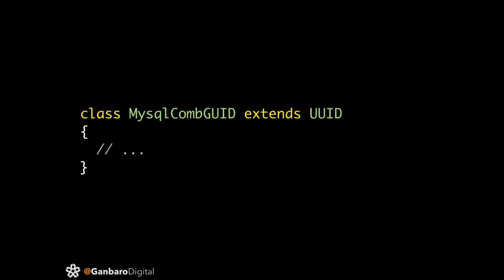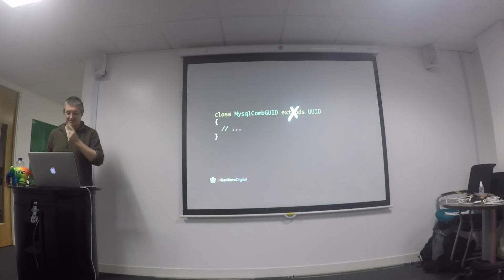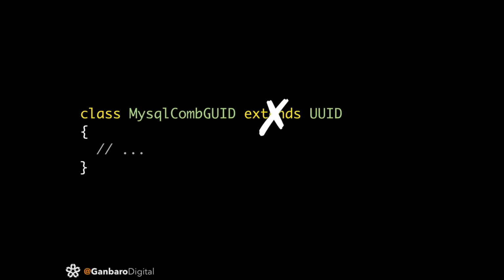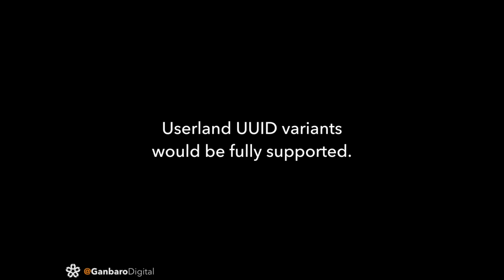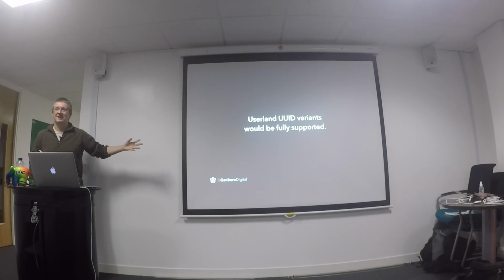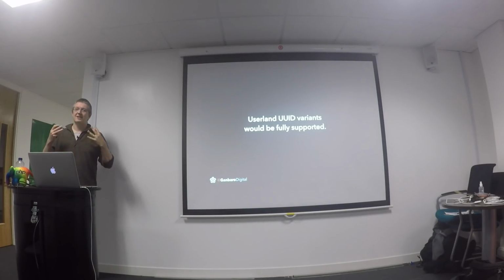We still can't do this. When we want to create our variants for MySQL and SQL Server, we still can't extend UUID. Originally because it was final, now because it's an interface. Classes can't extend interfaces. But we can implement that interface. So everywhere that wants a UUID will now accept one of the variants. And that means our userland UUIDs are now fully supported. I can have all my comb GUIDs really easily, and it doesn't break any of the core code at all.